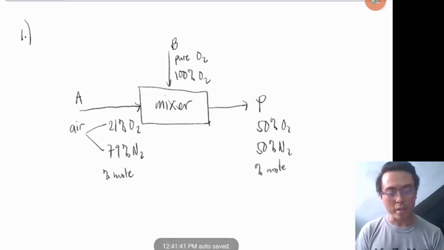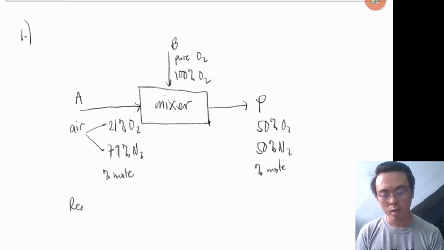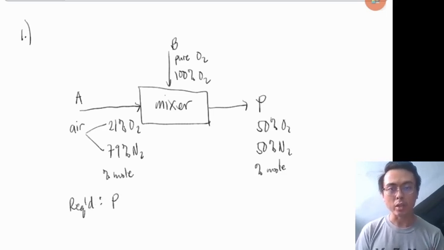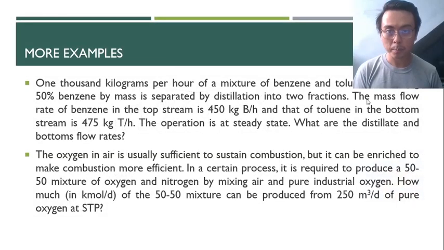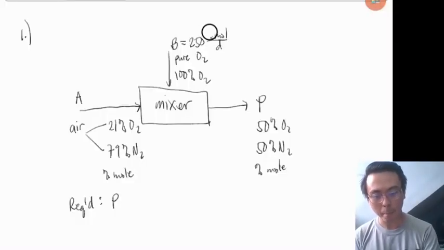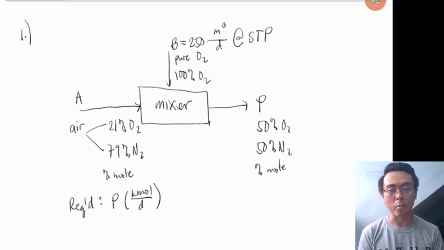And the problem is asking how much of the 50-50 mixture, so the required is how much of stream P can you make coming from a value of B, which is 250 cubic meters per day of pure oxygen at STP. The required value of P should have the units of kilomoles per day. That's our entire problem. And of course, the first step is to determine our system boundaries.